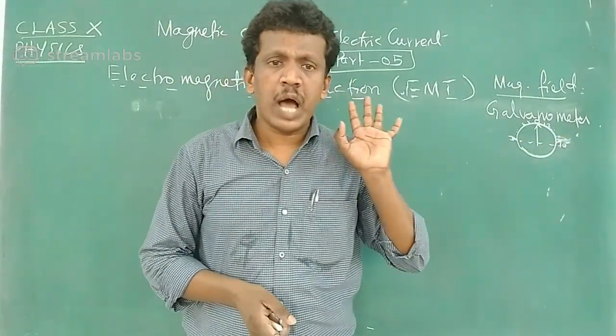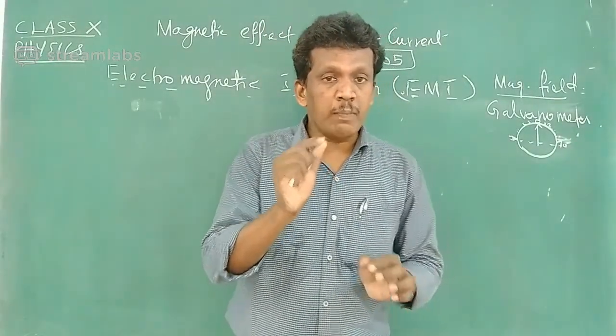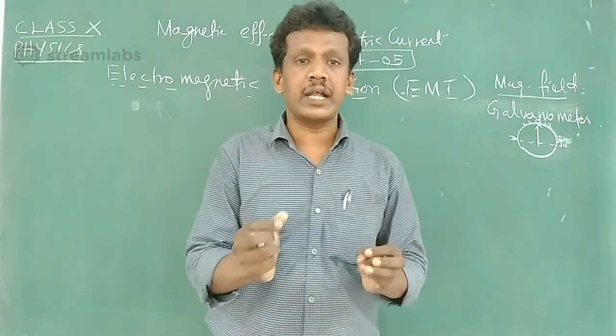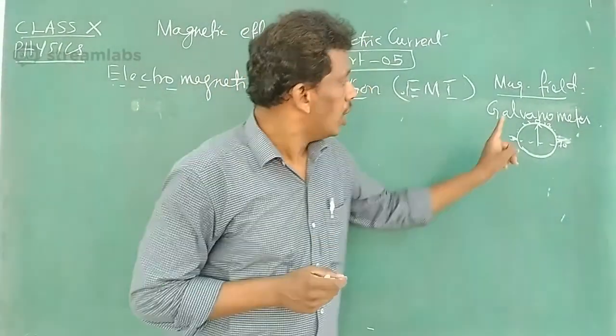You know very well about the ammeter. An ammeter is used to measure the current, a very important difference. How much current? Current may be 1 ampere, 2 ampere, that is an ammeter.